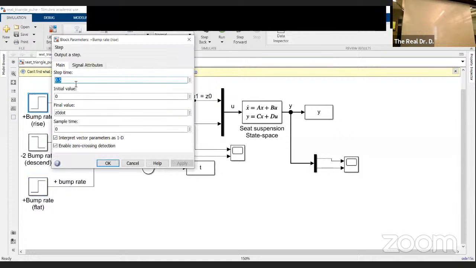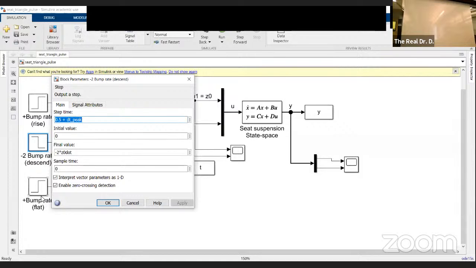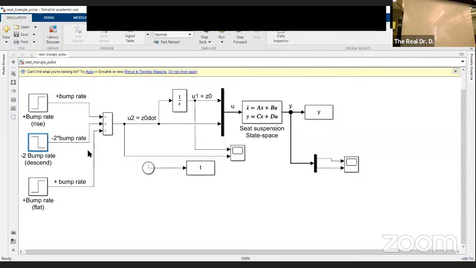The increase starts at 0.5 seconds. So we're driving along for a little bit, then we hit the bump. It starts at 0 and it goes to Z0 dot. And then this is going to be the same. It starts at the flat rate, right? And it goes down by 2 times, it's minus 2 times Z0 dot. Okay. We add all those together. What comes out is the velocity, U sub 2, right? The velocity is Z0 dot. I integrate this to get Z0, right, the position, and I mux those signals and I put them in as my input vector to my state space block.